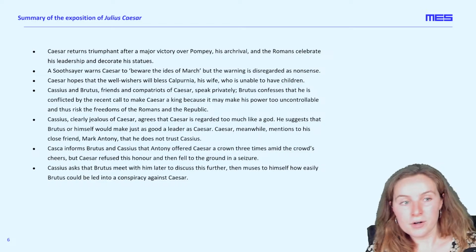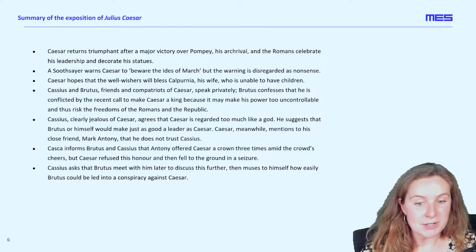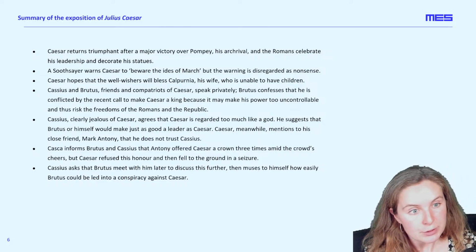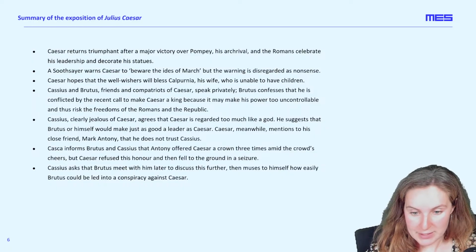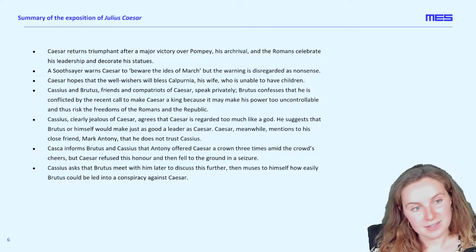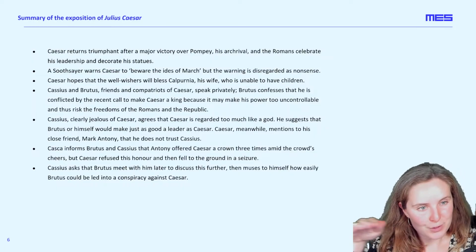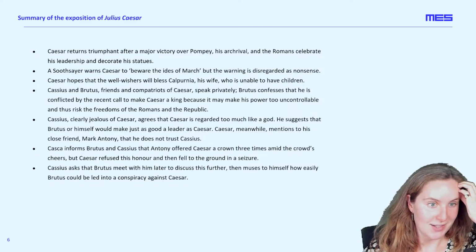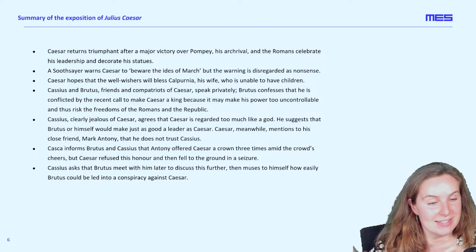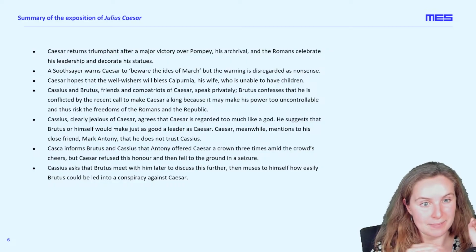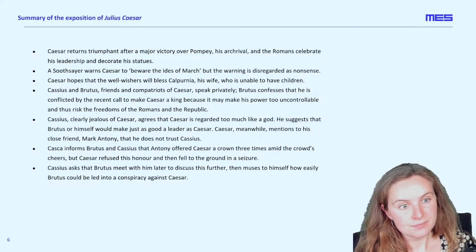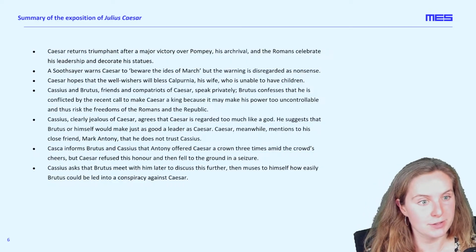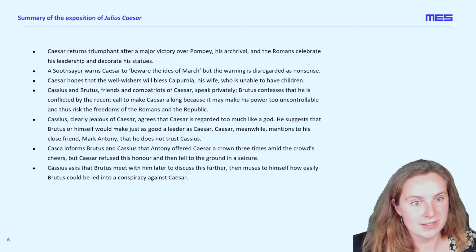Caesar, on and offside at the same time, mentions to Mark Antony, his close friend, who you also might know the name of from history class, that he doesn't trust Cassius. And so there's clearly two different parties going on here of discussion. And immediately, this is the first scene, immediately we know there's some kind of conflict going to start here with these two different sides.